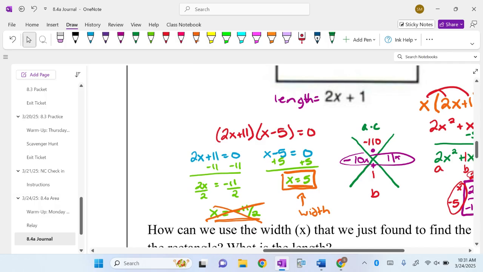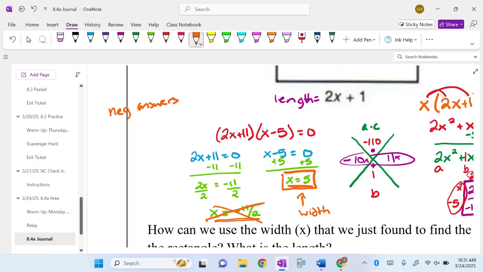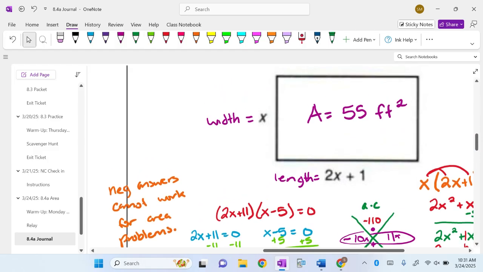So again, make a note. Negative answers cannot work for area problems. So if you get a negative answer, which more often than not you will get at least one negative answer, that cannot work when you're talking about area. So that means my width, or W, is equal to 5. So one of these side lengths is equal to 5. So this side's equal to 5.